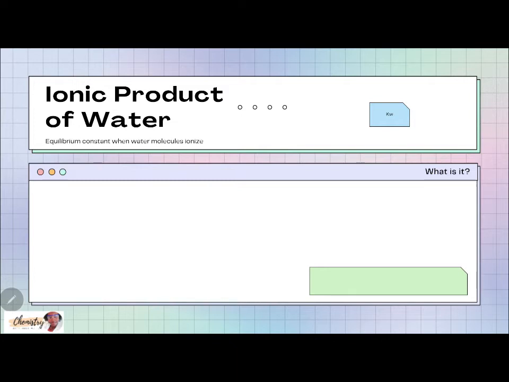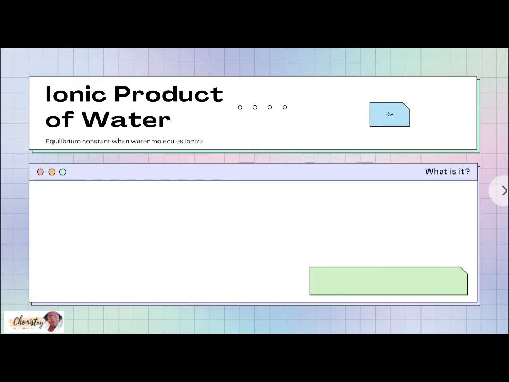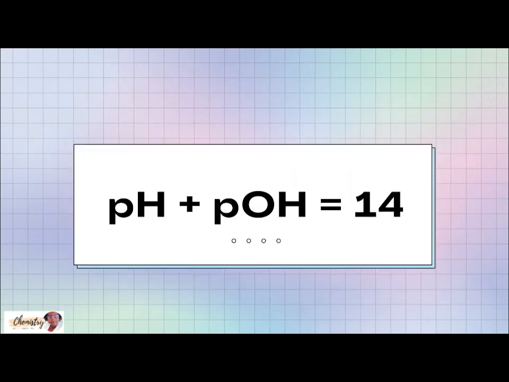Now, why was this important to mention? We have pH and pOH, and the relationship between the two is that pH plus pOH is equal to 14. Why 14? Okay, so Kw, the ionic product of water, is 1 times 10 to the negative 14. If we find the negative log of that figure, which is pKw, we would get 14.